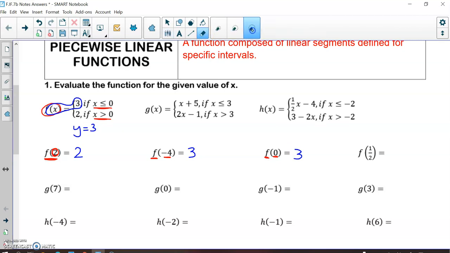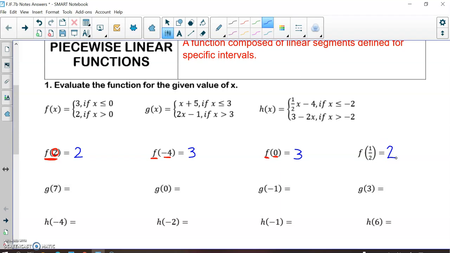I'm going to have you find your y value for when x is 1/2 for the f of x function. All right, well, you should get a y value of 2.